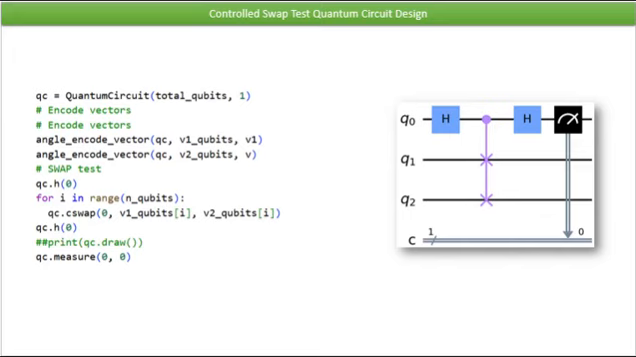Step 1. Encoding the sentences. We call angle_encode_vector twice. This loads each sentence into its own quantum register. By this point, both sentences exist as quantum states, ready to be compared.